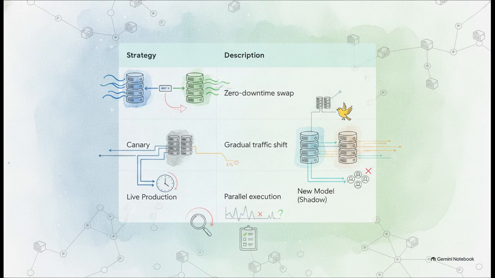Next up is the canary deployment. This is where you gradually shift live traffic over, maybe starting at just 5%, so you can monitor it closely for any degradation before opening the floodgates.